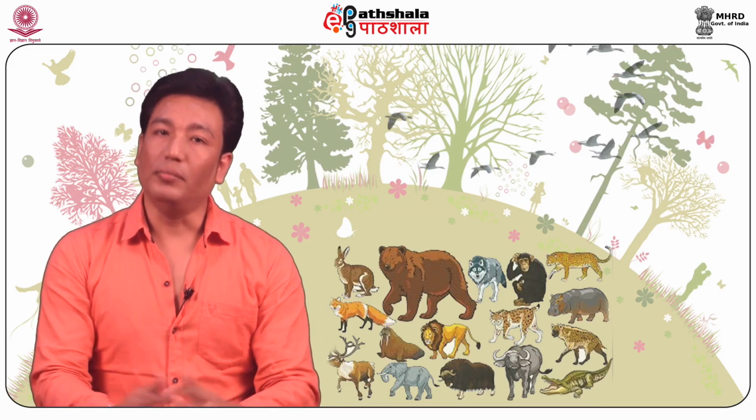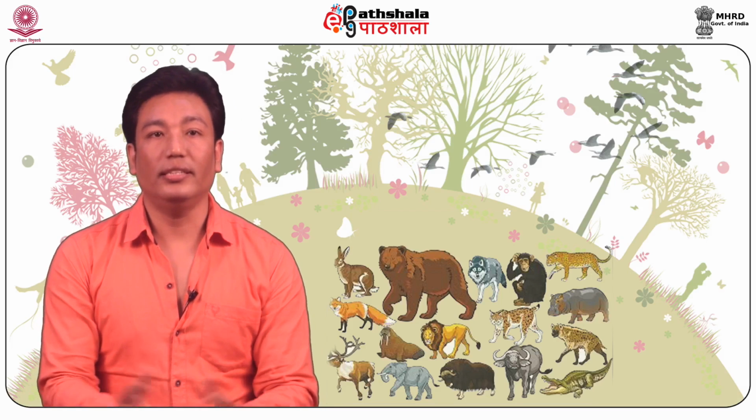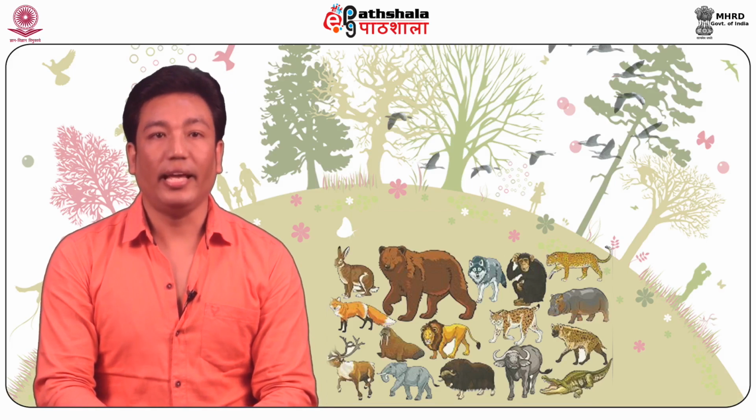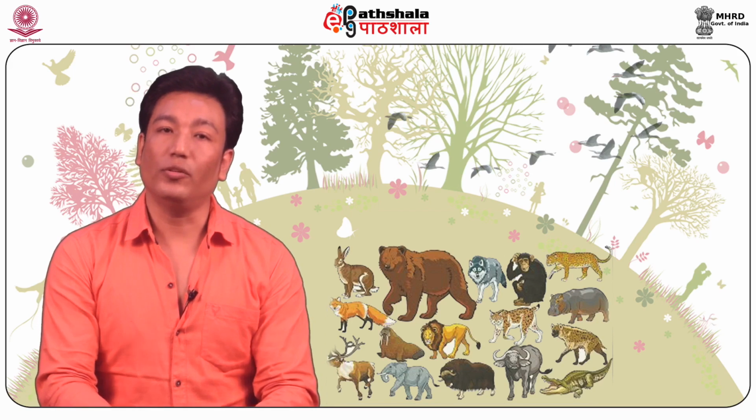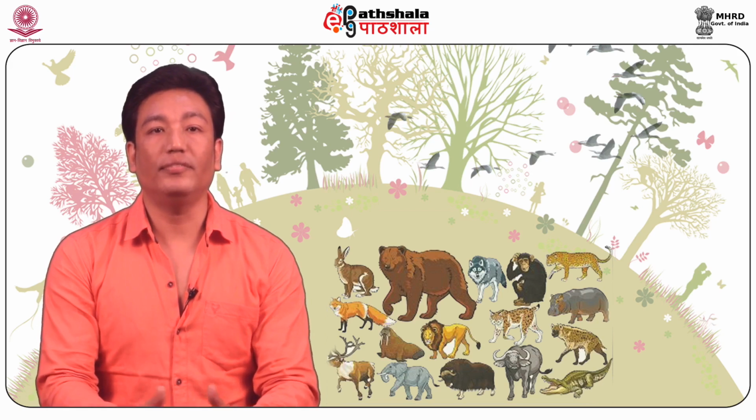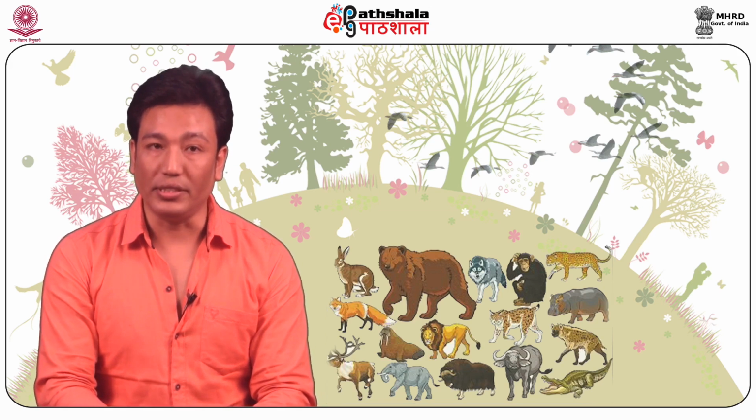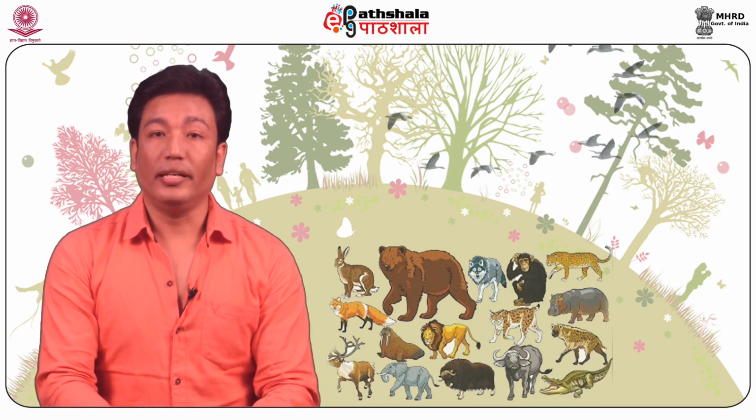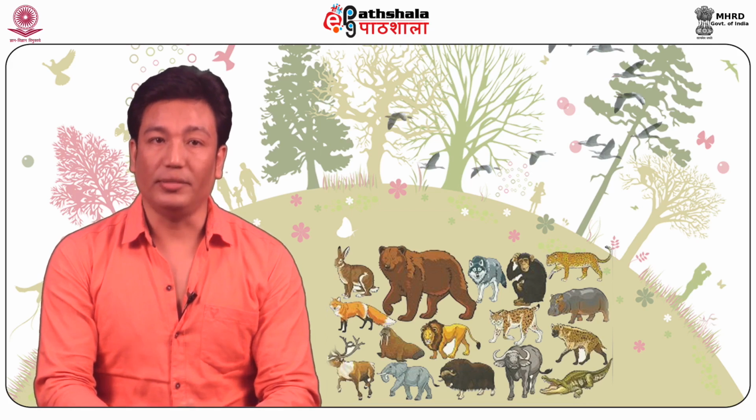So students, let us summarize what we have learned in this module. A population is a group of interacting and interbreeding species of similar kind, and when different populations of different kinds of species interact with each other in a given habitat, it is called an ecological community.